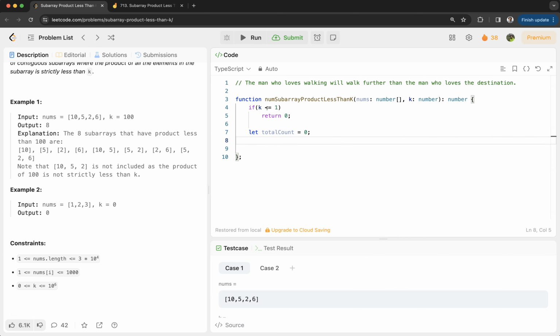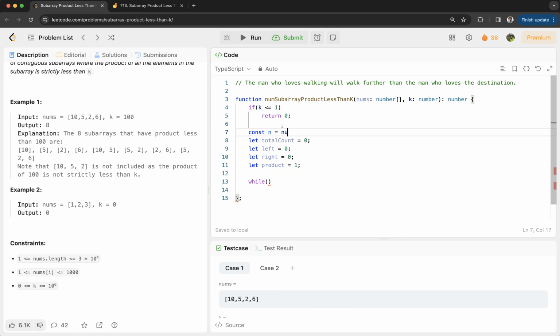Otherwise, we need some total count, which is 0. And then we need let left equal to 0, let right equal to 0, and let product equal to 1. All right. And we need also const n. And while left is less than n, what we do is that we keep expanding. So while right is less than n and product times nums of right is less than k.